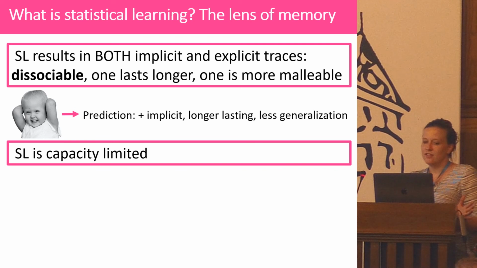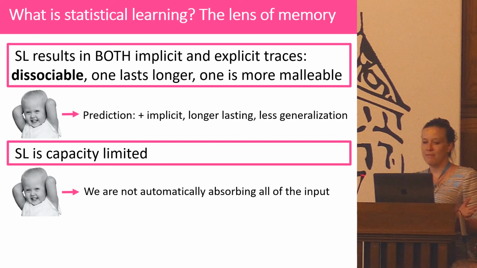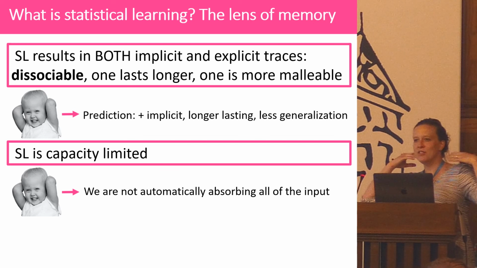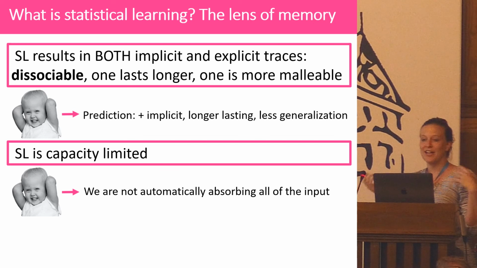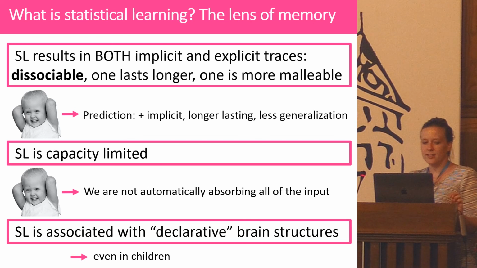I showed you that statistical learning capacity is limited, so we're not automatically absorbing all of the input. I was surprised by that. I guess a lot of you aren't. But when I was first falling in love with statistical learning, I was excited about it as this way of absorbing structure from our environment, that we didn't have to do much to do, and we just would learn all the structure automatically. That seems not to be so true. And statistical learning is associated with declarative brain structures, so even in children.